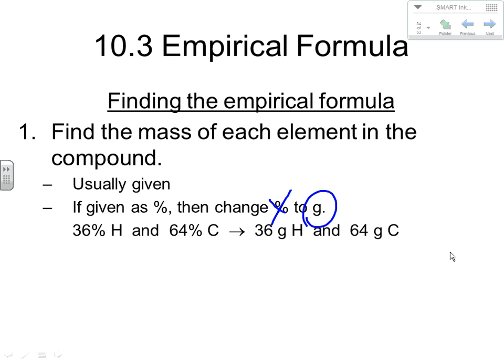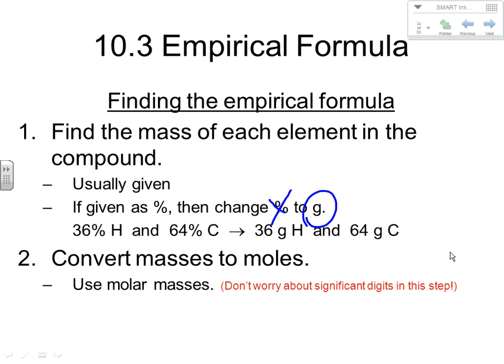So 36% hydrogen and 64% carbon, we'd use 36 grams of hydrogen and 64 grams of carbon. And yes, we could assume something other than 100 grams as a sample size, but that would make harder math. So we're going to keep it nice and simple. Now, formulas aren't ratios of masses. What they are is ratios of moles. So your next job is to convert from masses to moles.